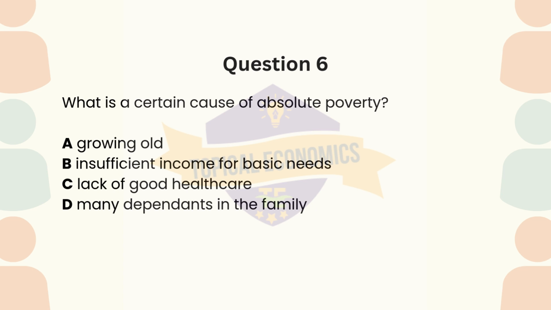Option C is lack of good health care. So while it can exacerbate poverty, it does not directly cause it. People can be poor without having inadequate health care. So this is incorrect. Option D, many dependents in the family. Now having dependents can strain finances but does not inherently cause absolute poverty. It is the lack of income that leads to poverty regardless of the family size. The correct option for this question is option B.